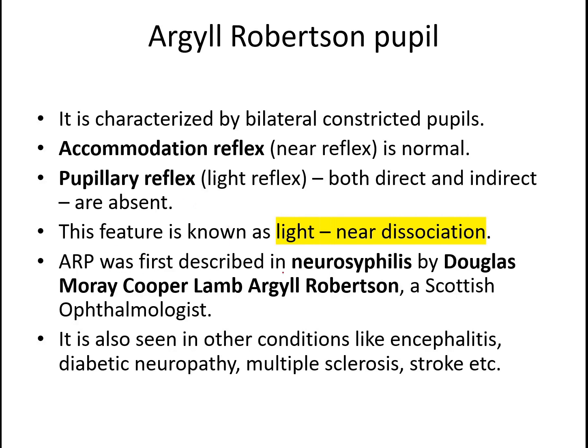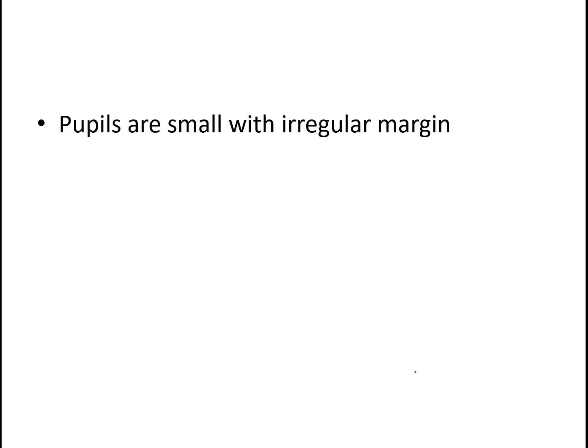This Argyll Robertson pupil was initially described in neurosyphilis patients, but these days cases of neurosyphilis are rare. It was described by a Scottish ophthalmologist, Douglas Moray Cooper Lamb Argyll Robertson. But you can also see Argyll Robertson pupil in conditions like encephalitis, diabetic neuropathy, multiple sclerosis, or sometimes stroke patients. The pupils are very small or constricted, and they have an irregular margin.